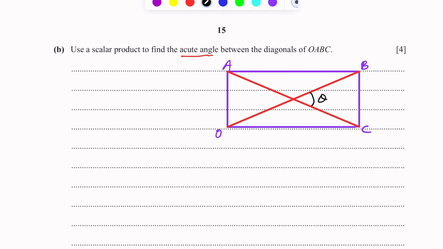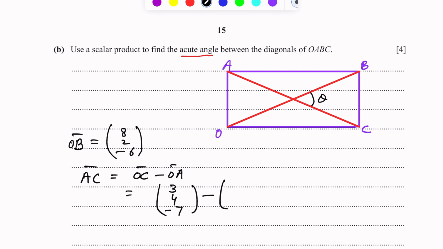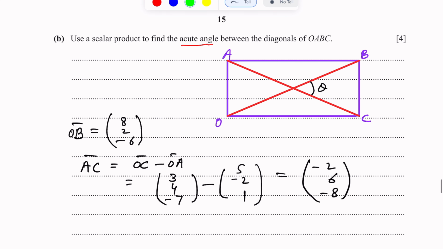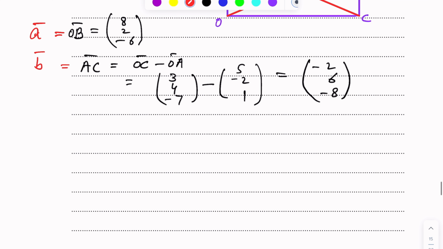OB vector is given, equal to 8, 2, minus 6, and the AC vector is OC minus OA. OC is 3, 4, minus 7 and OA is 5, minus 2, 1, which gives minus 2, 6, minus 8. This is vector AC and this is vector OB. Let us represent the OB vector by small a, and the AC vector by small b. Now we have to find this angle.